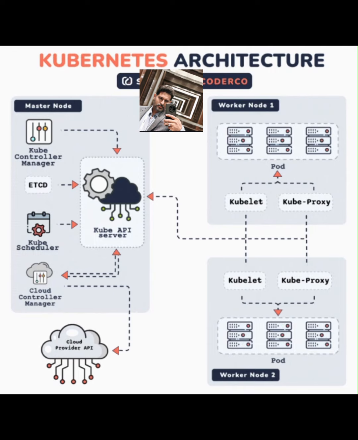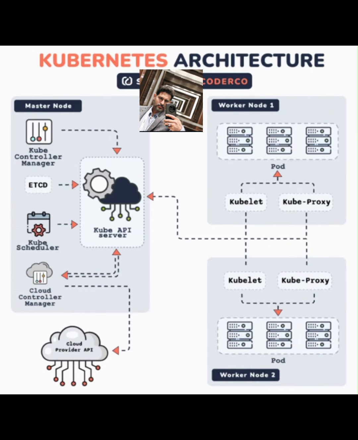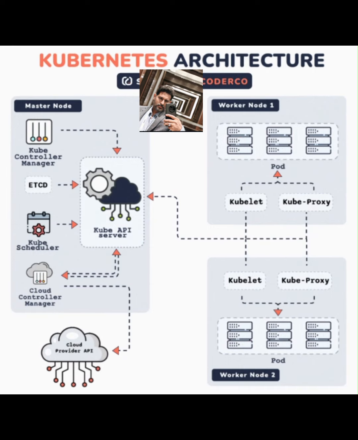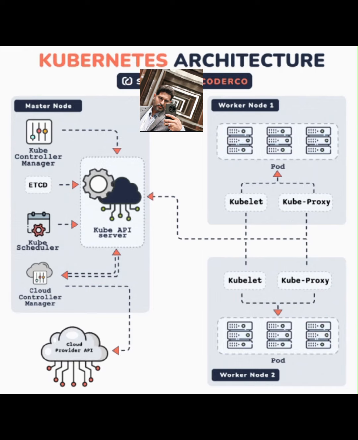Second, you have the data plane. If the control plane is the brain, the data plane is the muscle. These are the worker nodes, the machines where your actual application containers live and run, doing the heavy lifting to serve your users. Let's zoom into the control plane, the brain.